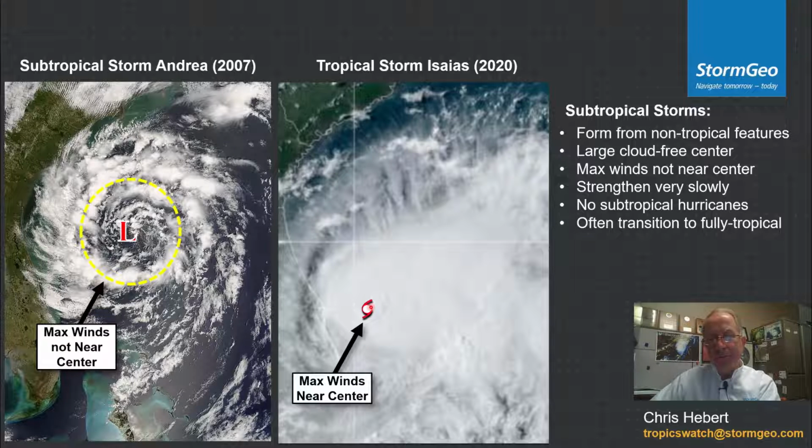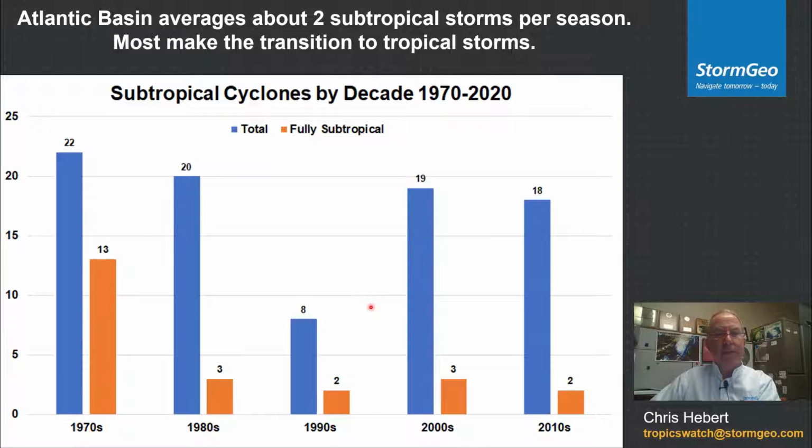Now, we see about 2 of these subtropical storms or extratropical storms every single season. The graphic here shows from 1970 to 2020 that the storms that were fully subtropical, well, that averages about 2 or 3 per season. Eventually, most subtropical storms that form do transition into fully tropical storms. We can see the case here, about 2 per year develop and eventually transition into fully tropical systems.